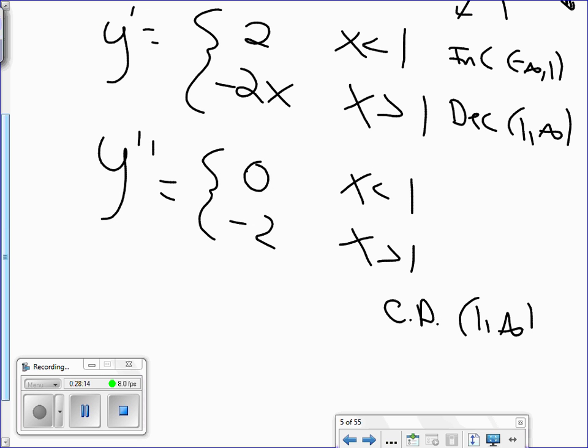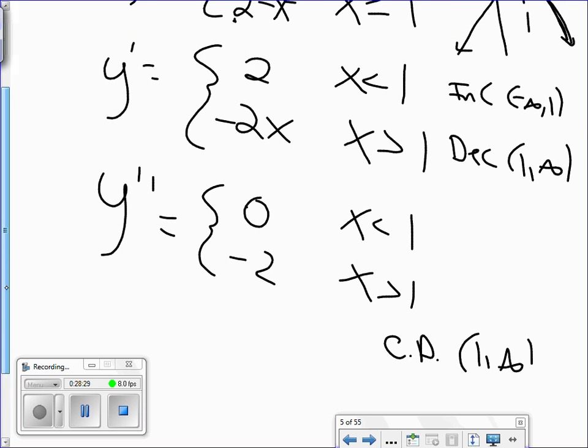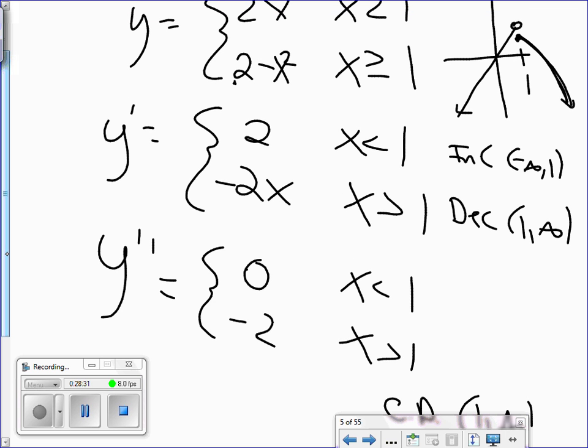Point of inflection would have to be where it changes from positive to negative or vice versa. It doesn't. It's just concave down from 1 to infinity. And if you think about what the graph looks like, I hope that makes sense, because your graph is just a straight line until it gets up to x is 1.